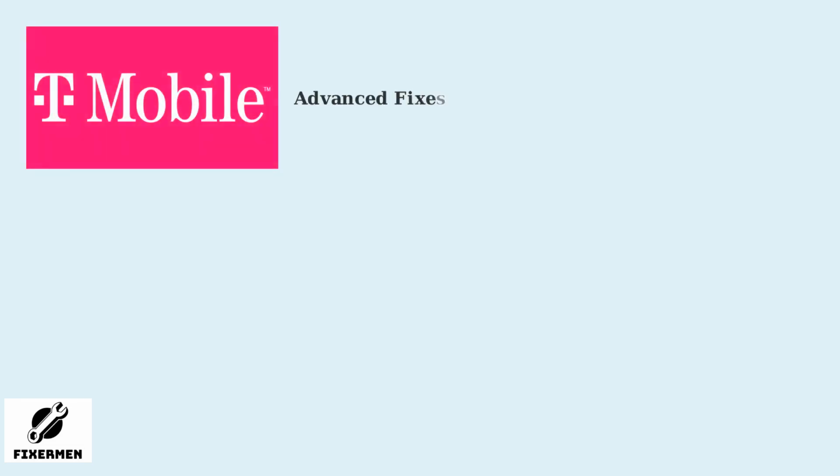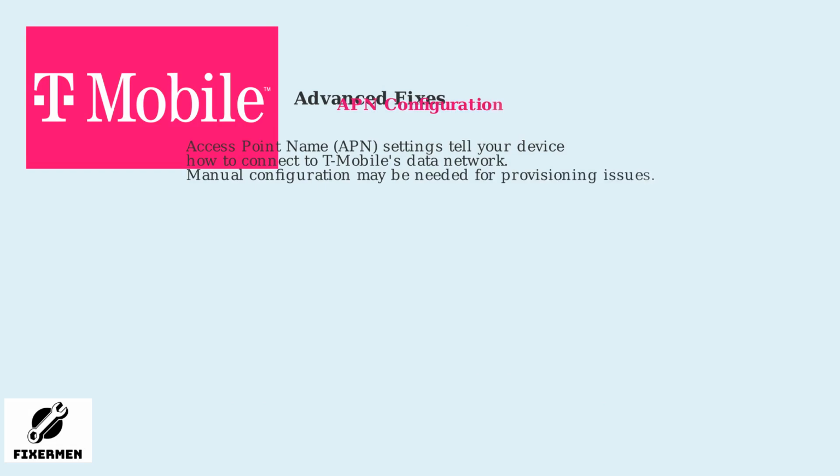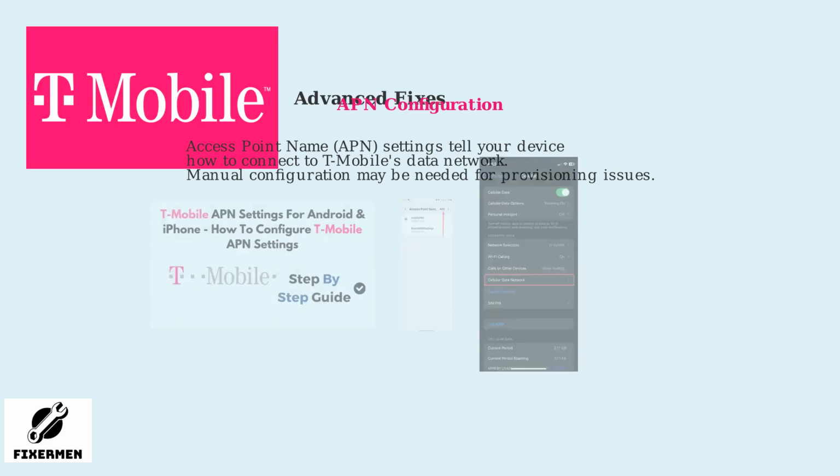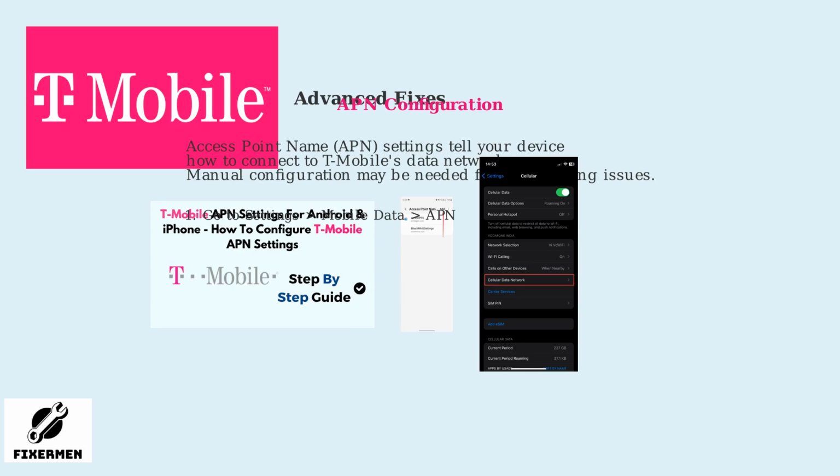In some cases, you may need to manually configure the access point name, or APN, settings on your device. APN settings tell your phone exactly how to connect to T-Mobile's data network for internet access. To configure APN, first go to your device's Settings menu. On Android, navigate to Settings, then Mobile Data or Network, and select Access Point Names. On iPhone, go to Settings, Cellular, and then Cellular Data Options.